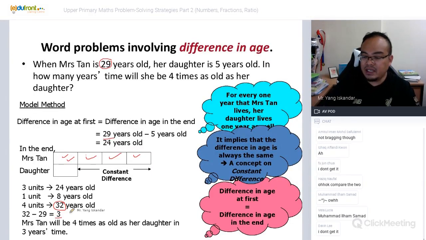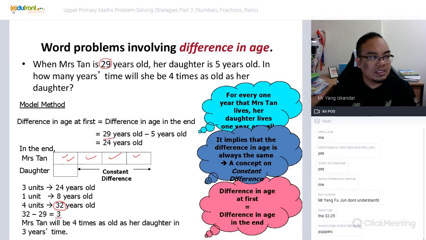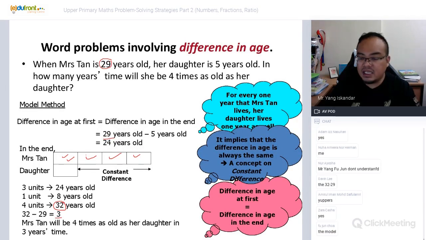Okay, got it, everyone? Devin? Okay, which part you don't understand? Those of you who don't understand, Fuchun, which part you don't understand? Devin? Okay, can you tell me which part you don't understand?